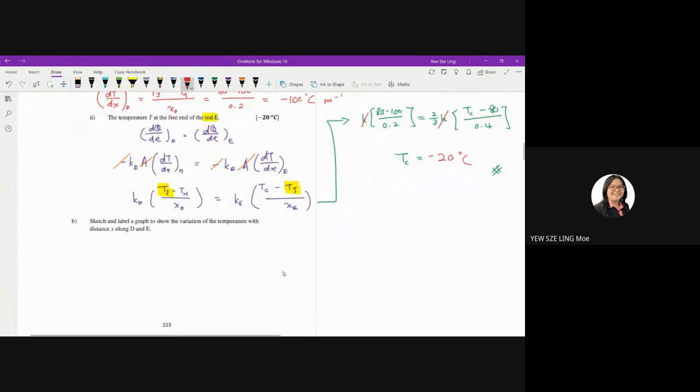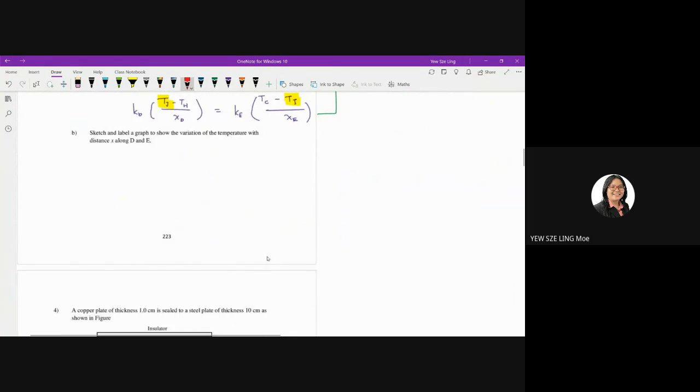Okay, so now let's look at question B. Question B asks you to sketch a graph that shows the variations of temperature with distance. So temperature with distance graph is a T against x graph. Now, when it comes to graph sketching, if you're not given any value, these questions you got the value, so that's quite easy. If you're not given any value and you want to sketch a graph for a joint rod, then what should you do?